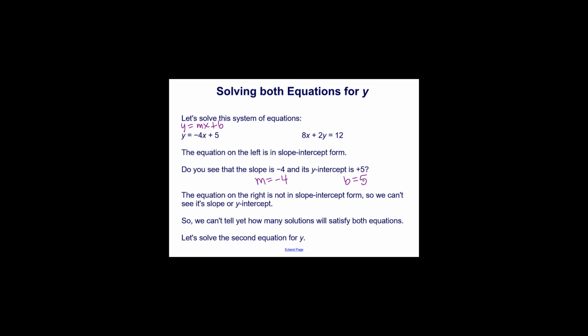But the equation on the right is not in slope-intercept form, so we can't see its slope or y-intercept right away. This equation does not have the variable y solved for. It's not isolated on one side of the equal sign. So we can't tell yet how many solutions will satisfy both equations. We don't know how many solutions there would be to the system yet because of that second equation. So what we can do is, let's solve the second equation for y. Let's find that slope and y-intercept.